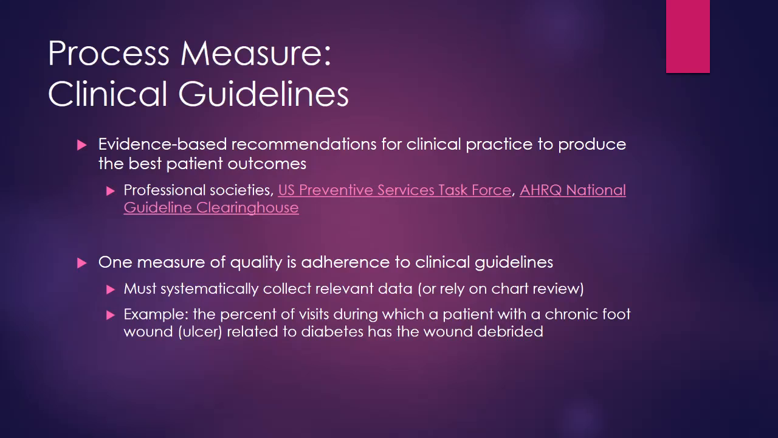So an example is looking at the percentage of visits during which a patient with a chronic foot wound or ulcer related to diabetes had the wound debrided. So there are clinical guidelines related to the frequency of wound debridement. And so you could measure the quality of wound care in your setting by looking at the proportion of visits during which this guideline concordant care was provided. Again, that's a process measure.